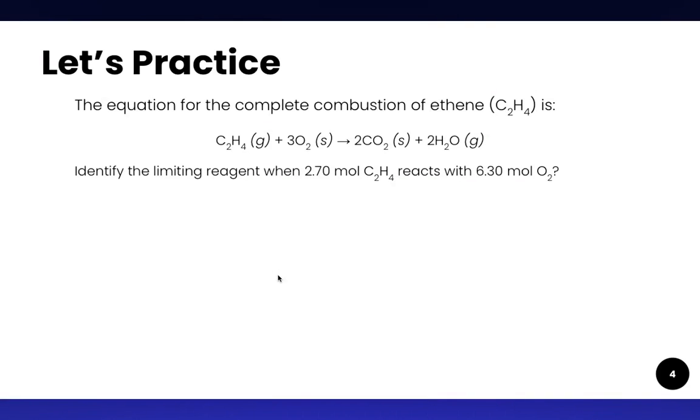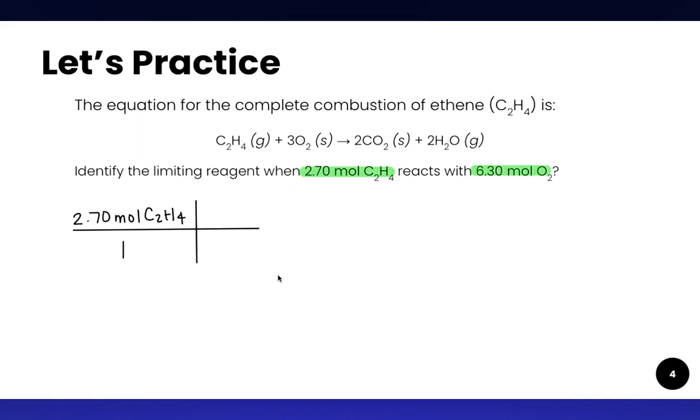The equation for the complete combustion of ethylene is as follows, and thankfully it's balanced. Identify the limiting reagent when 2.7 moles of ethylene reacts with 6.3 moles of oxygen. Okay, so they gave us the amount of this reagent we're starting with and the amount of this reagent that we are starting with, and they want to know which one of them will run out first, which one is the limiting reagent. Now, the nice thing about this problem is they gave us the starting number already in moles, so we don't have to use molar mass to convert it. We can just go straight from the known value into the molar ratio.